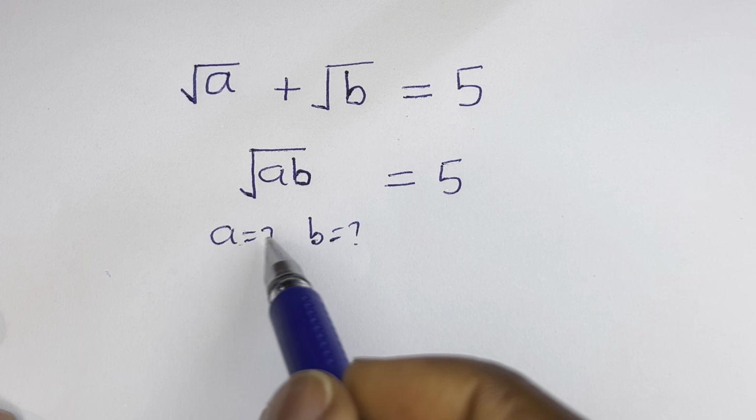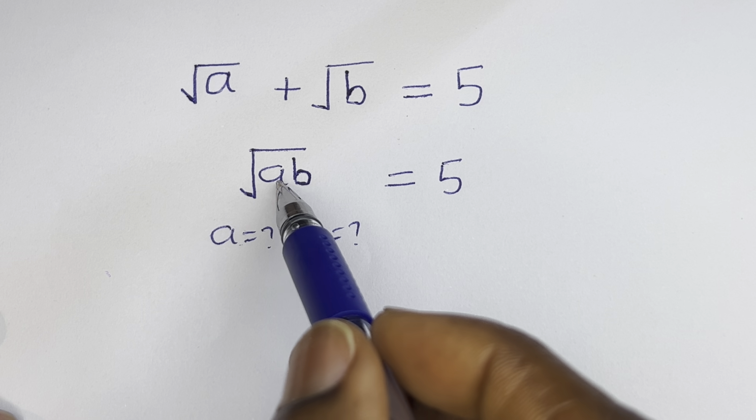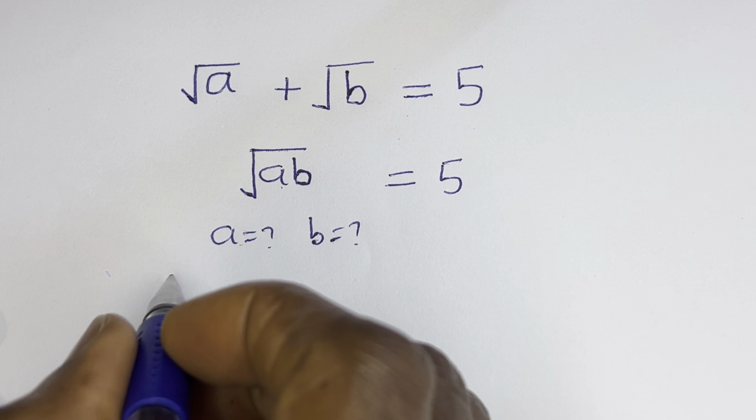Hello, how to solve for a and b in this equation? Square root of a plus square root of b is equal to 5. Square root of ab is equal to 5. Solution.